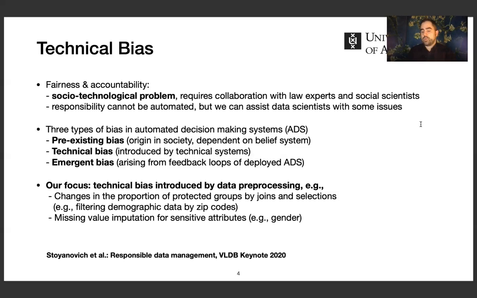And then there's also a lot of things that maybe machine learning people take for granted that can also change these distributions. For example, if you apply missing value imputation for sensitive attributes like the gender.